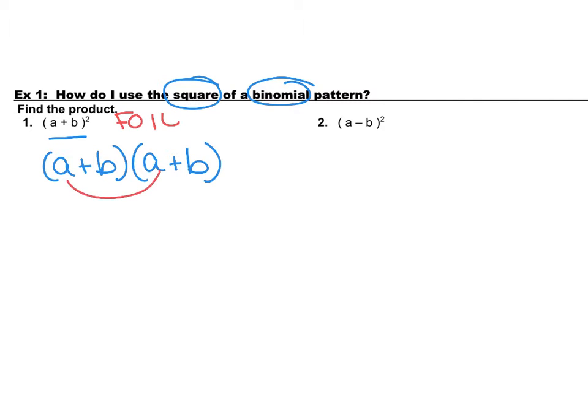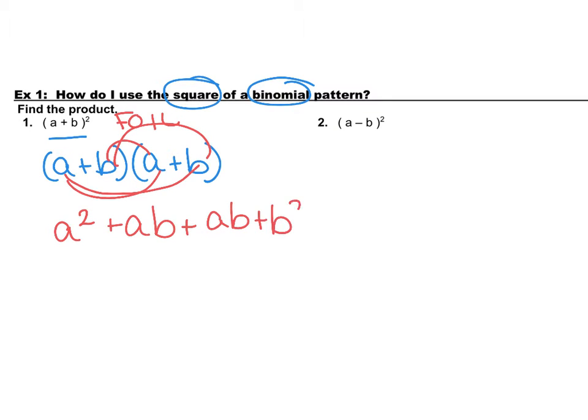So remember FOIL. I'm going to look for my first terms here, and I'm going to get a squared. Then I'm going to do the outside terms, which gives me ab. Then the inside terms, which is ab, and then the last terms, which gives me b squared. Once you have that, we combine our like terms, so I'm left with a squared plus 2ab, then plus b squared.